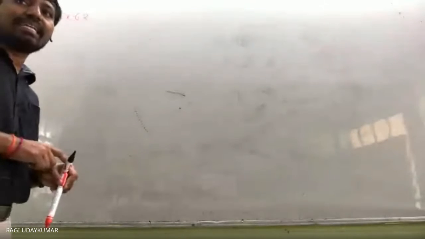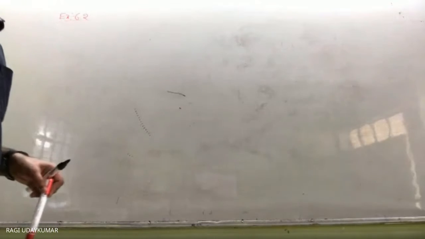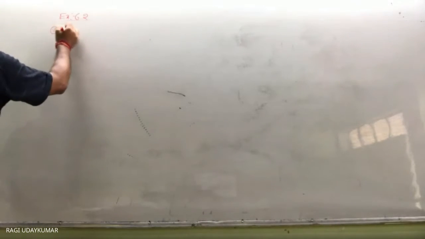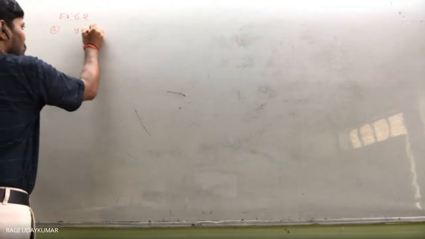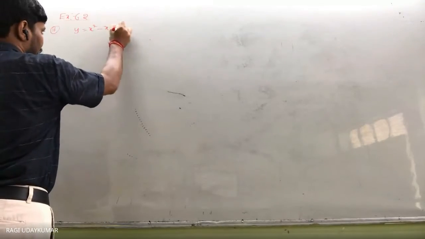So now coming to the next, the 11th problem. It is given: prove that the function x square minus x plus 1 is neither strictly increasing nor strictly decreasing on minus 1 to plus 1. In minus 1 to plus 1, it is not increasing, not decreasing. So consider the given function f of x, or y, is equal to x square minus x plus 1.